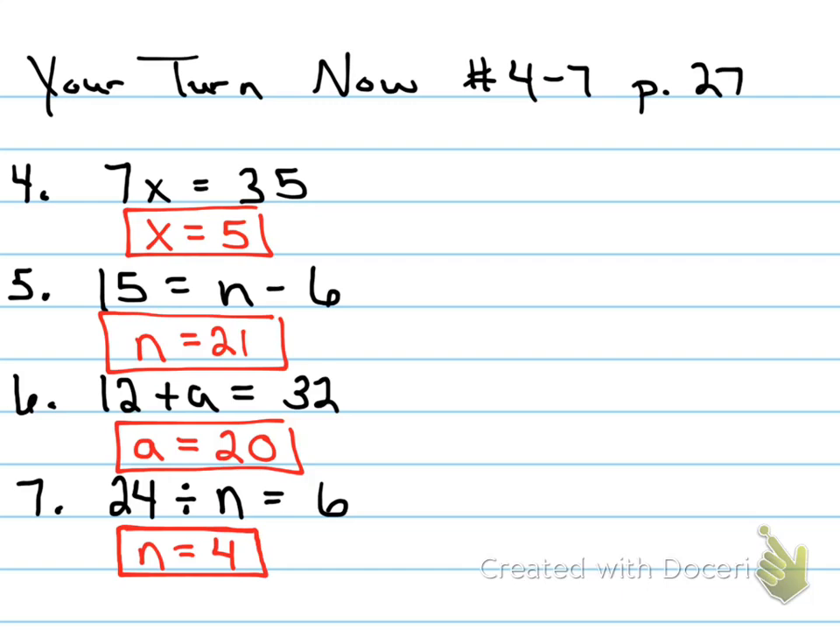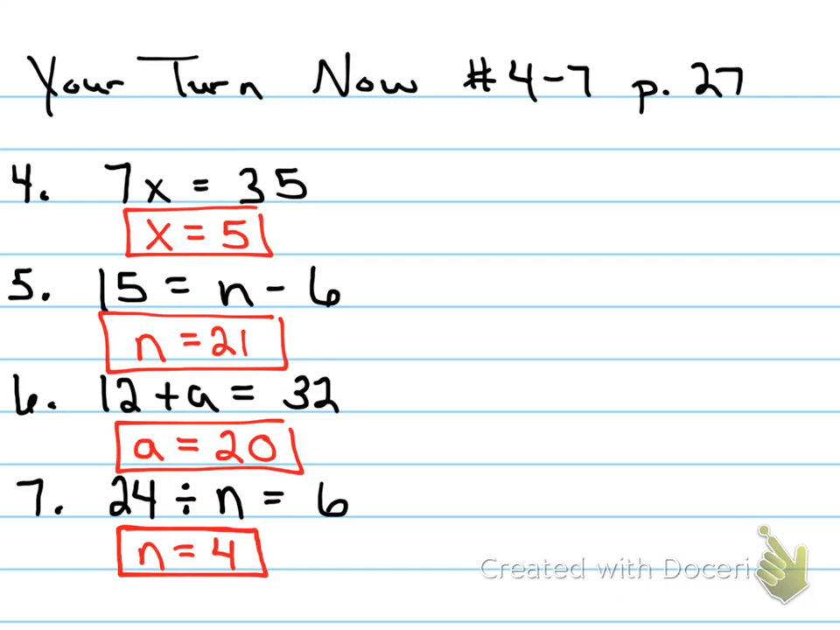Xavier? Well, sometimes it does work on division, but it only works if the variable comes first. Since the variable comes second here, it's not going to work. You can't do 24 times 6 and get the answer. You just have to ask yourself, 24 divided by what equals 6? And the answer is 4. And you get the solution.